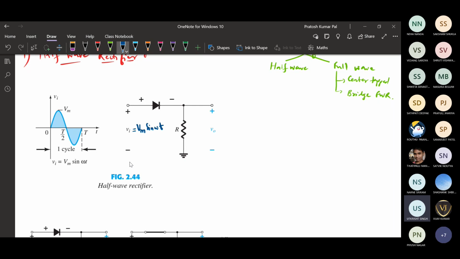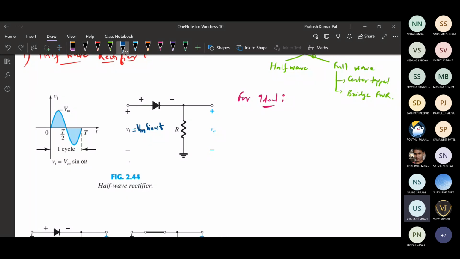So for half of the cycle it is having a positive value, and for the next half cycle it is having a negative value, and that is varying sinusoidally. Okay, so we will apply this as the input, then we will see what the effect on the output is. First of all, we will be considering an ideal diode.